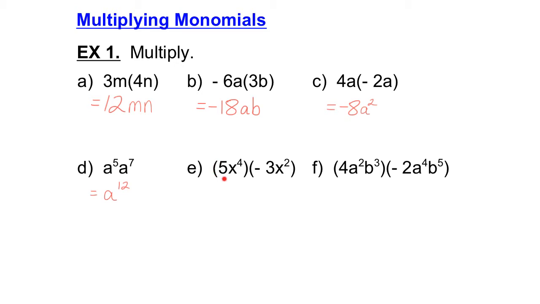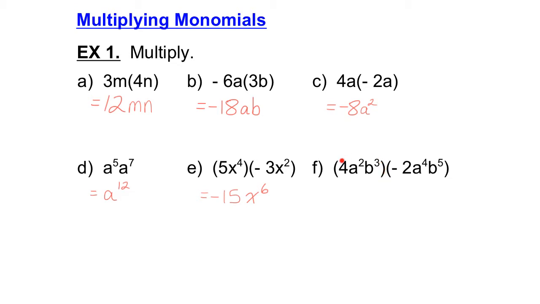For this example, we're multiplying 5x to the 4 times negative 3x to the 2. 5 times negative 3 is negative 15. We have x to the exponent 4 times x to the exponent 2. We're multiplying powers with the same base, so we have to add those exponents. It's x to the exponent 6. So my final answer here is negative 15 x to the exponent 6.